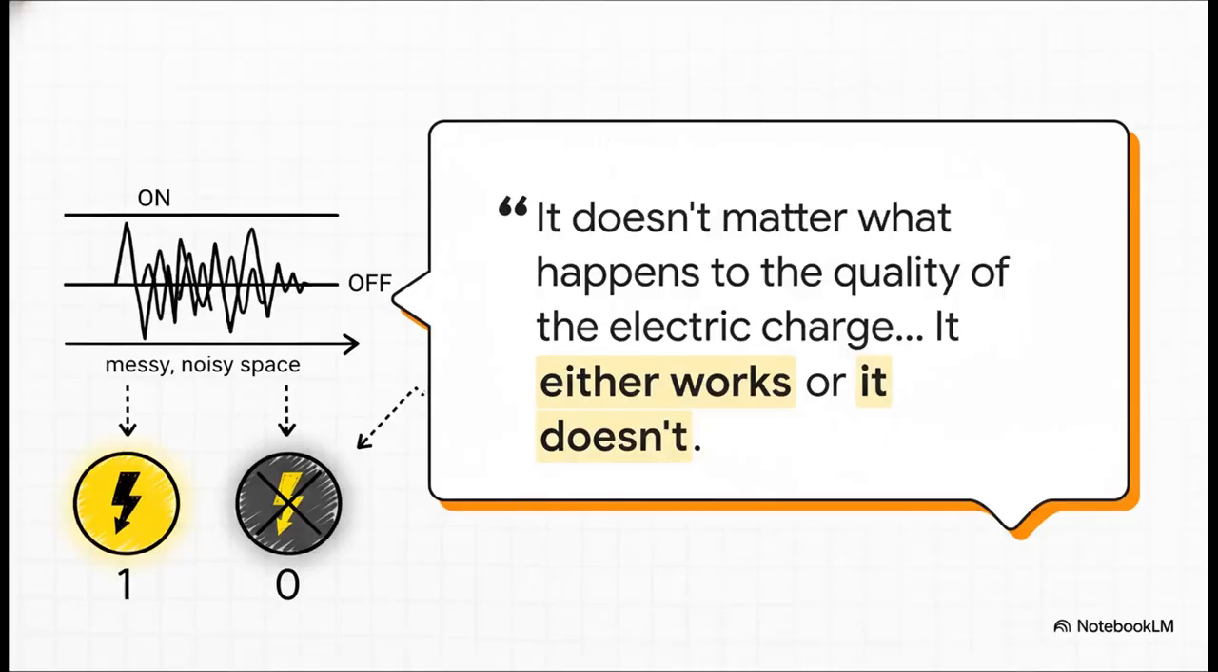And this quote just nails it. With a two-state system, it doesn't have to be perfect. As long as the voltage is high enough, we call it on. If it's low enough, we call it off. All that messy, noisy space in the middle, we just ignore it. This simple, clear distinction is what makes all of modern computing possible.